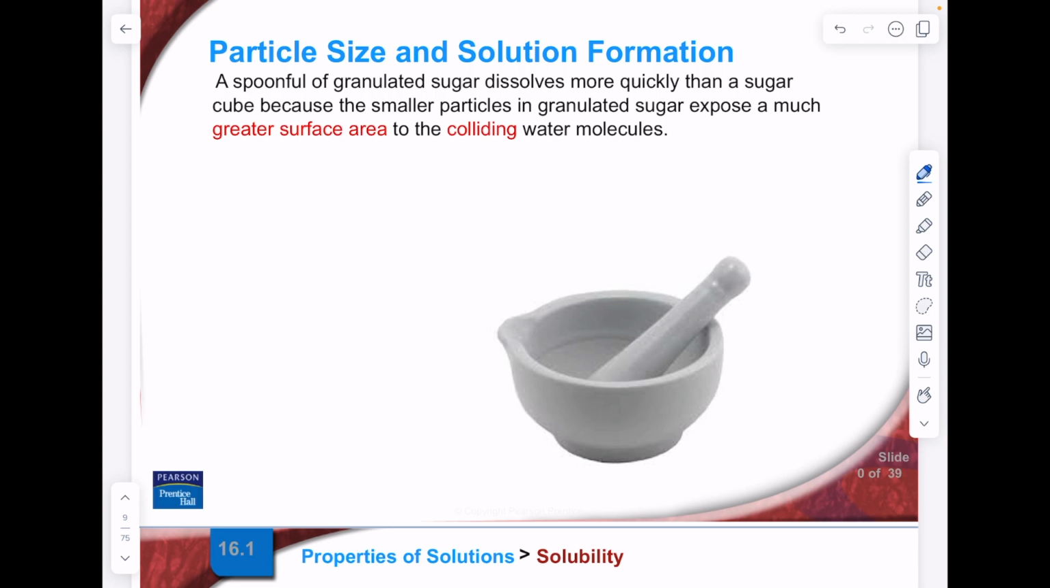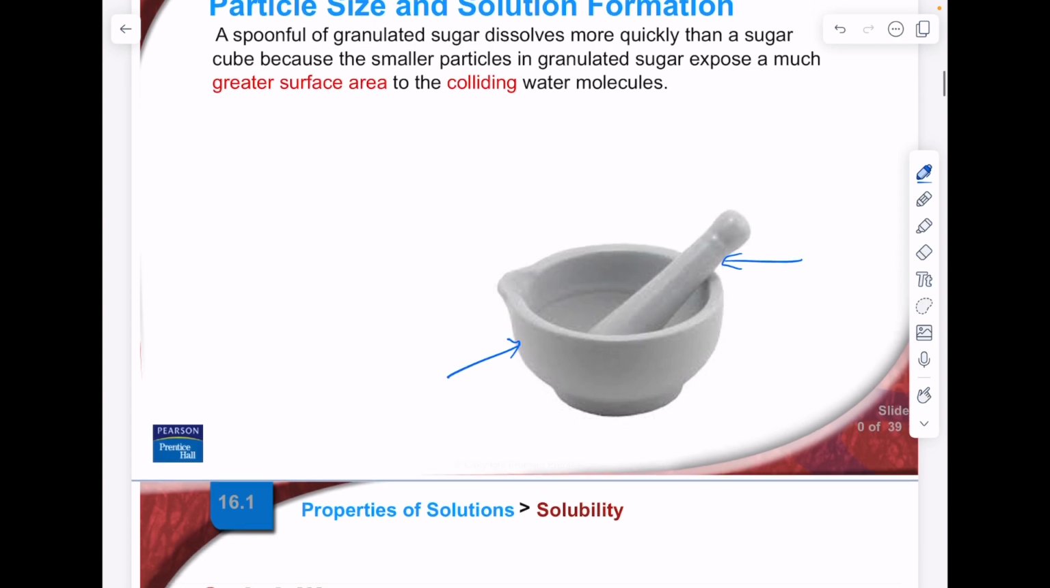Here's another way to increase the surface area, and that is by grinding it up. Here you have a mortar, here you have a pestle. And you can grind up the solid, that pulverizes it, that smashes it up, that increases the amount of surface area because it decreases the size of the grains of the solute.